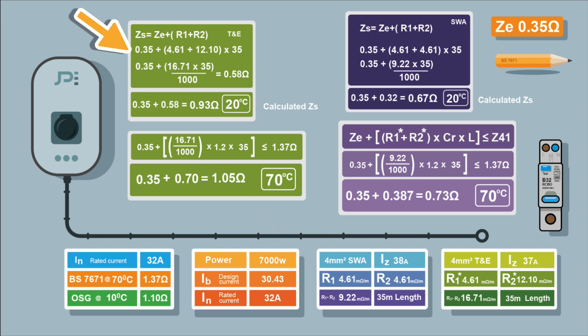So we've done our calculated ZS for the twin and earth circuit, 20 degrees C, we got 0.93 ohms. Same circuit at 70 degrees C, the resistance is increased to 1.05 ohms. The same with the SWA, 20 degrees, 0.67 ohms. 70 degrees, 0.73. And again you can see with an increase in temperature, you get an increase in resistance. An increase in resistance, you're going to get a decrease in fault current. You've got to keep that resistance or impedance underneath the maximums.